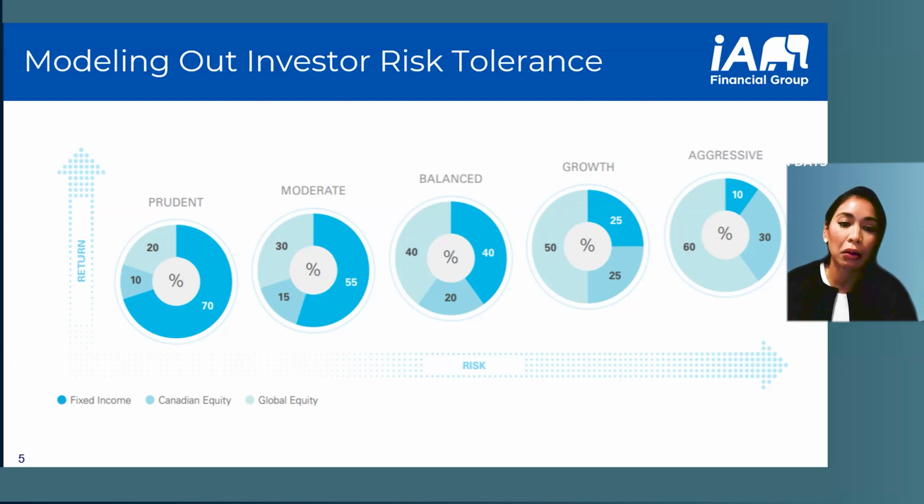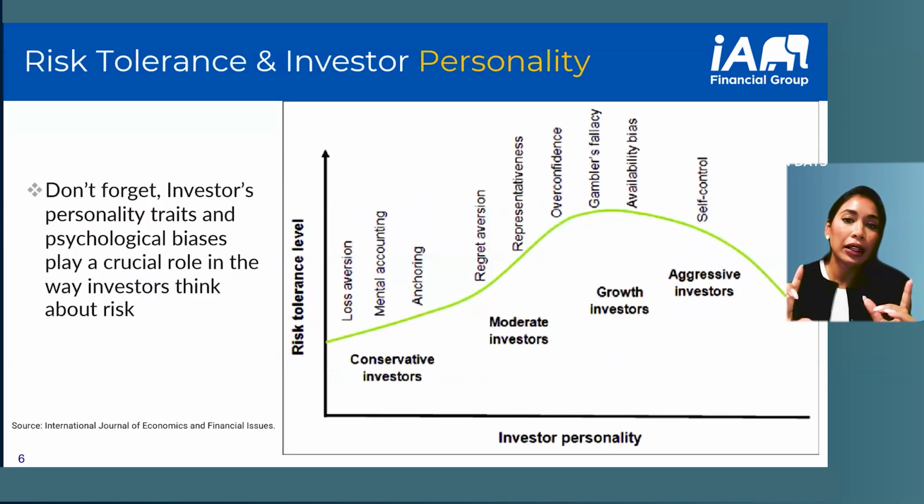But there's a lot of other aspects that advisors tend to overlook when you're looking at a client's risk return spectrum. So you're doing the KYC and you're filling it out, but don't forget there are behavioral biases that every investor is subject to. And all of these factors also determine how much risk a client is more apt to take. So definitely don't forget, an investor's personality and traits and psychological biases play a crucial role in the way investors think about risk, and risk determines the type of returns an investor tends to have.